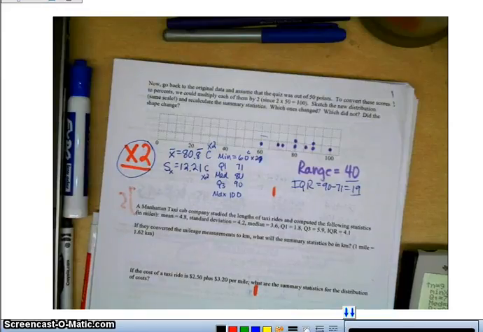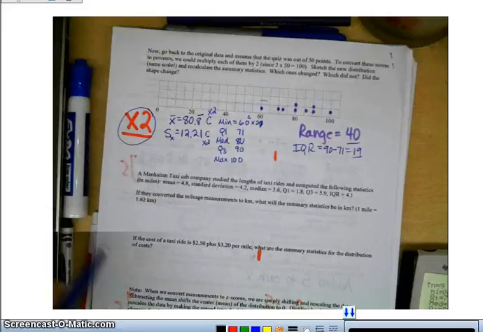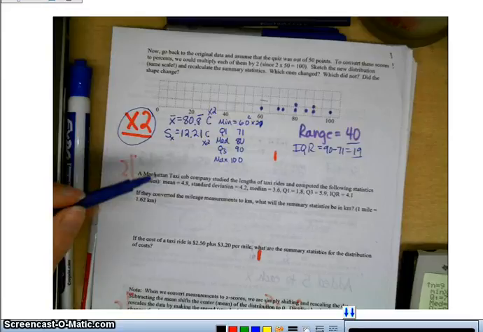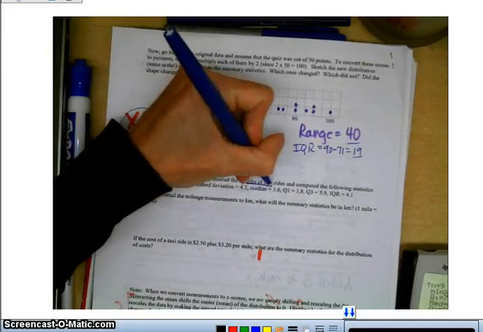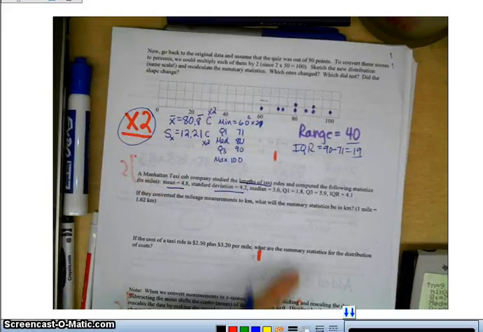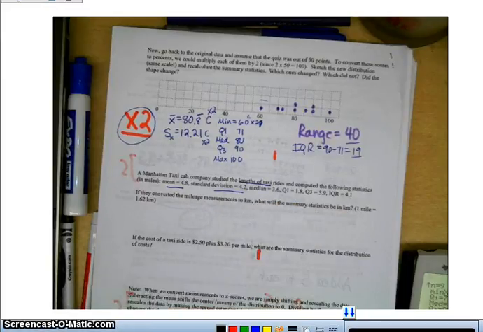All right, so now we've got some example problems here. A Manhattan taxi cab company studied the lengths of taxi rides and computed the following statistics in miles. The mean is 4.8. Remember, this is the length of a taxi ride, so the mean length is 4.8 miles. The standard deviation ranges 4.2 miles above and below that. The median is 3.6. Q1 is 1.8. Q3 is 5.9. IQR is 4.1. If we converted the mileage measurements to kilometers, what will the summary statistics be in kilometers? In other words, 1 mile equals 1.62 kilometers.